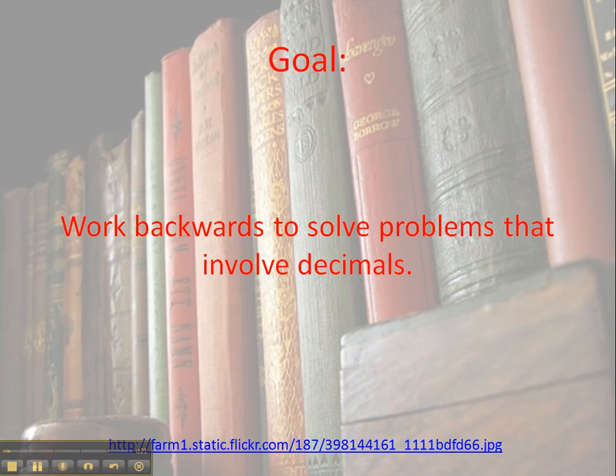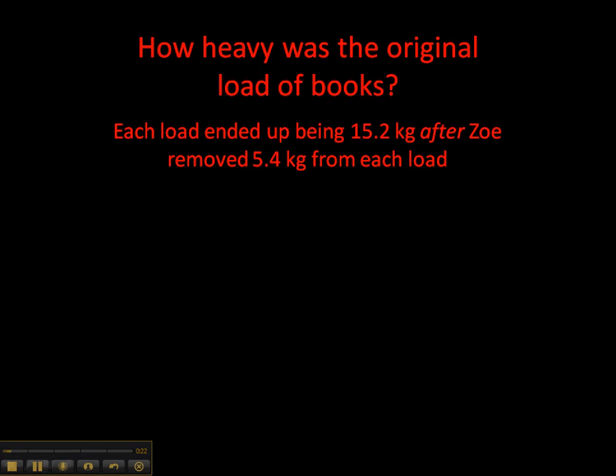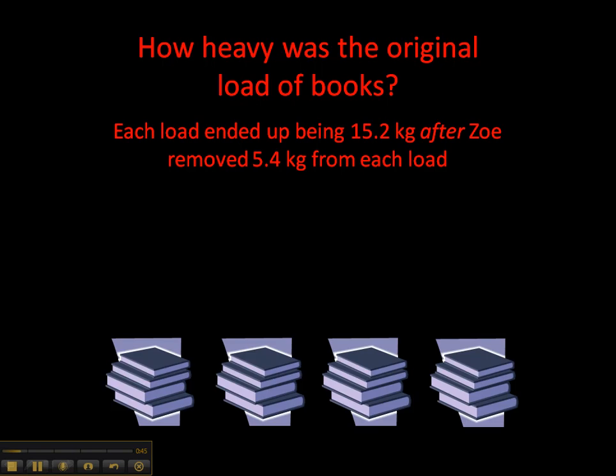And we have a character in our textbook who is named Zoe. She wants to move a heavy load of books to the school library. She decides that she's going to divide it into 4 trips, and she's moving the same amount of books each time, so each one should weigh the same as the other. The smaller loads, though, she found were too heavy, so she decided to take out 5.4 kilograms of books from each load. What ended up happening was that each load of books ended up being 15.2 kilograms.